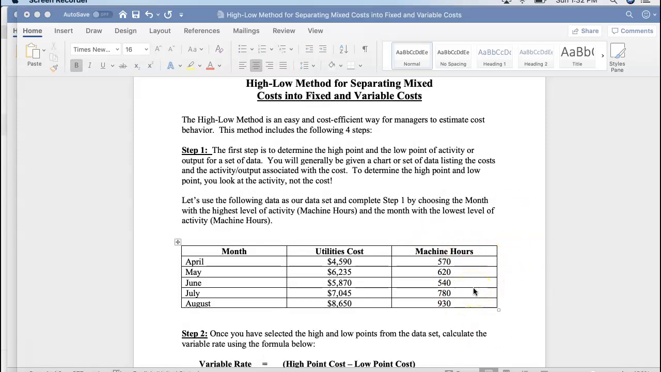So what we'll do here is we're going to look for the month with the highest machine hours and the month with the lowest. So once we look at this information, we see that August has the highest machine hours at 930 machine hours, and June has the lowest with 540 machine hours. So what we'll do is we're going to take the data associated with the high point and the low point. So we'll keep the cost at the high point, 8,650, and then we're going to use the cost at the low point, 5,870. So that was step 1, choosing high and low.